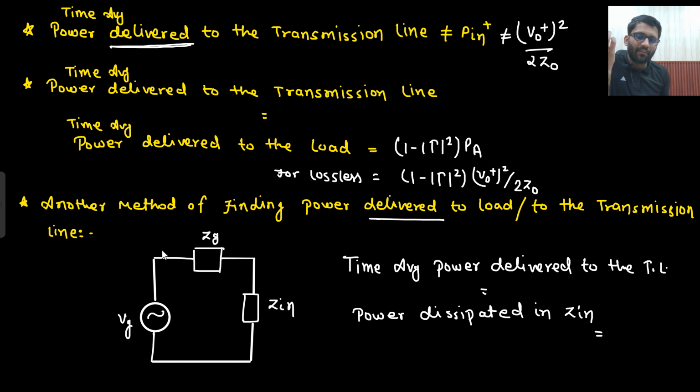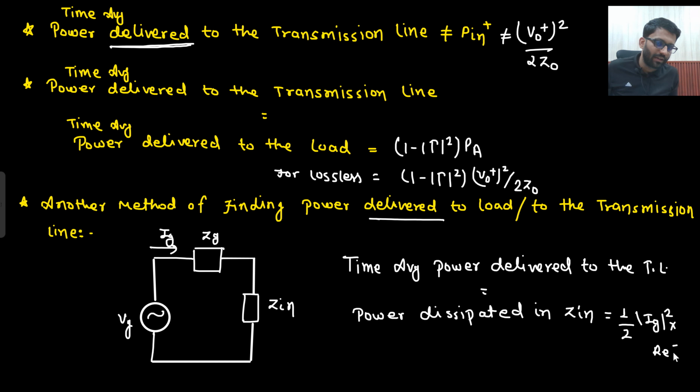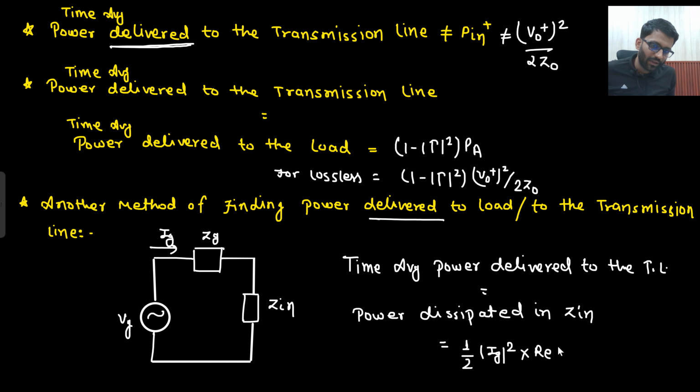So you just need to find the power dissipated in Zin. And how will you find that? First you will find this current Ig. Then this would be equal to 1 by 2 mod of Ig square into the real part of Zin. Are you getting this point or not?